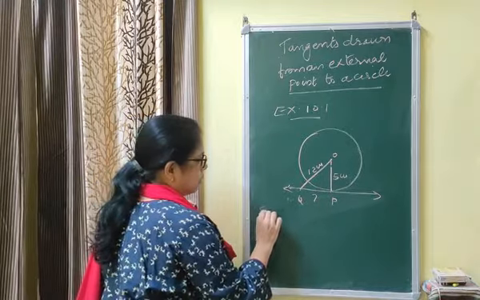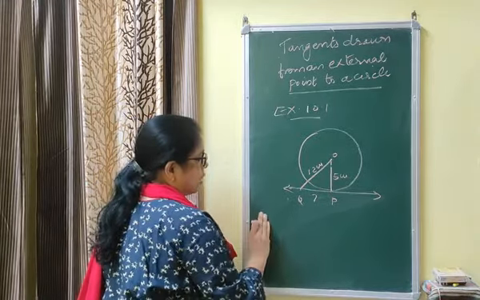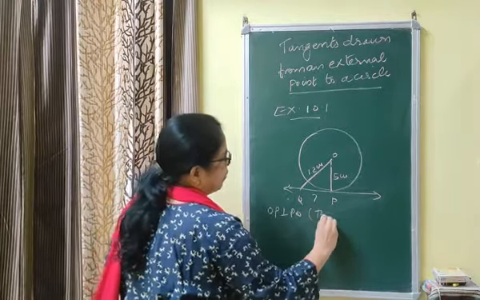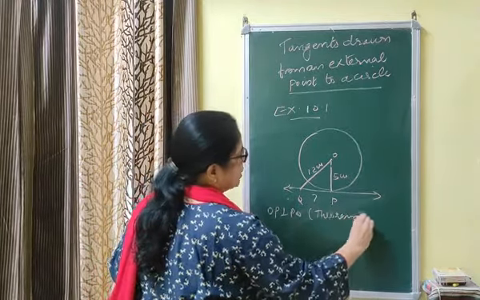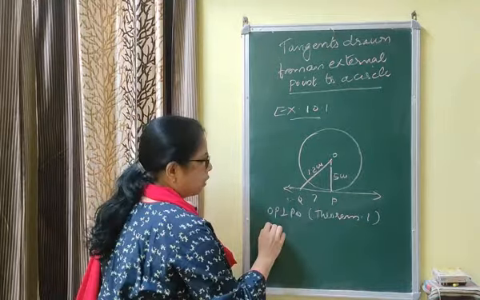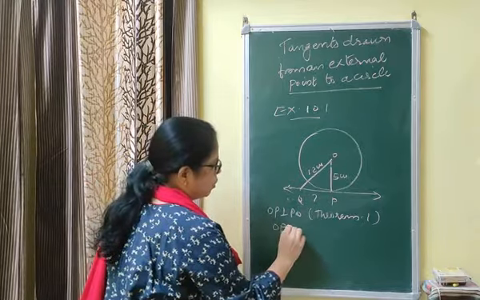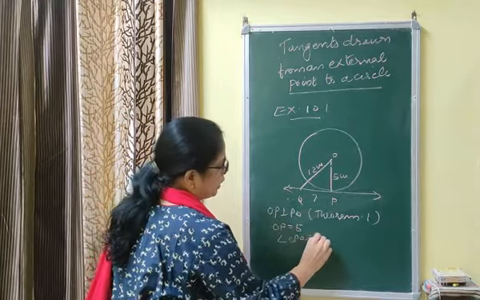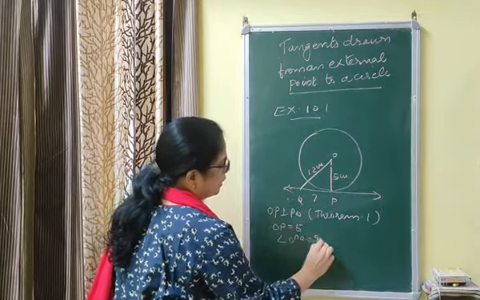Now, since OP is the radius, OP is perpendicular to PQ by theorem number 1. Theorem 1: radius is perpendicular to tangent at the point of contact. Therefore, OP equal to 5. And angle OPQ is equal to 90 degree by this theorem. This angle is 90 degree. Now, OQ is given as 12 centimeter.